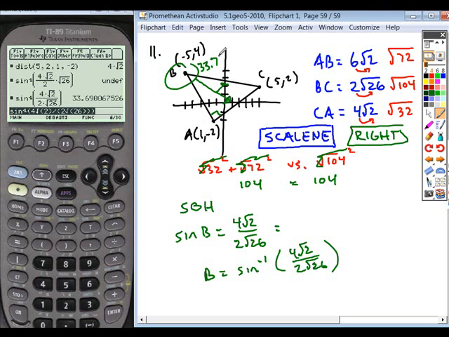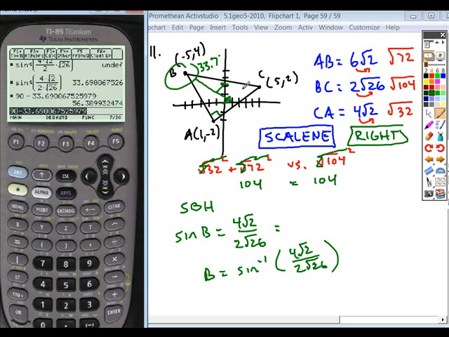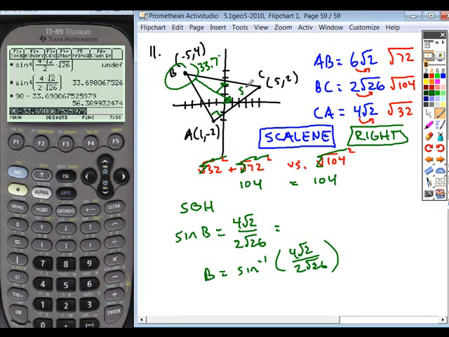for this angle. And what's the relationship between angles B and C? Acute angles of a right triangle add up to 90 degrees. So if I subtract 90 from that angle measure I just found, I get 56.3 approximately for angle C in this case.